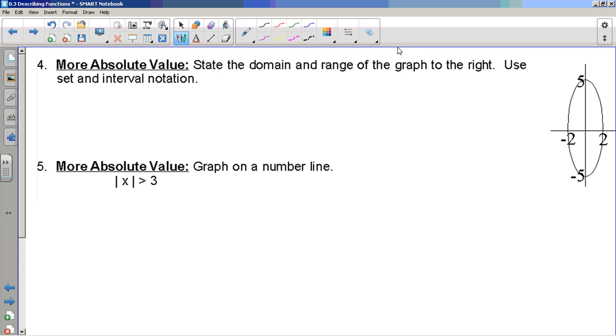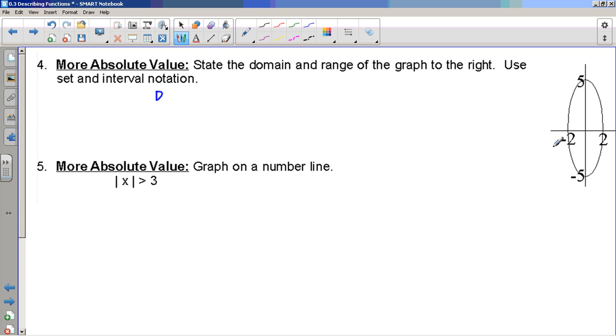All right, so number 4 is actually where we're going to start the lesson, sort of, even though it's in the 3-minute review. State the domain and range of the graph to the right. Use set and interval notation. And I'm actually going to do something about absolute value too. So the domain, by the way, this thing's called an ellipse. It's kind of like a stretched circle. And we can see that it fails the vertical line test. This is not a function.